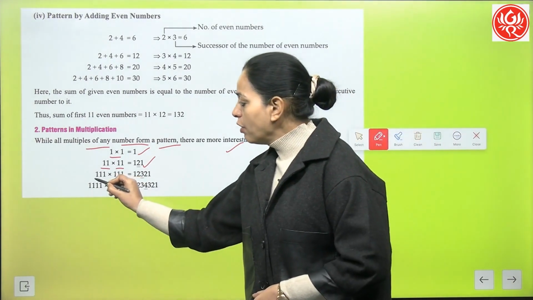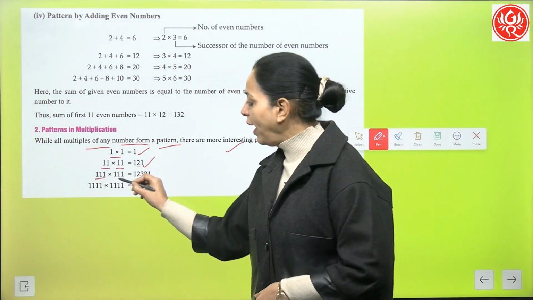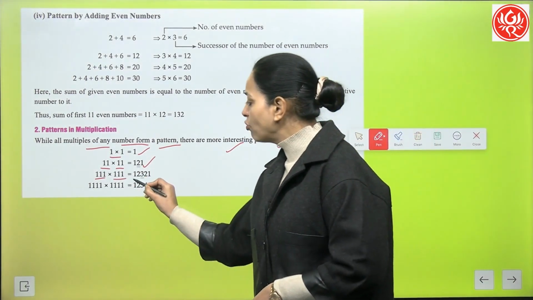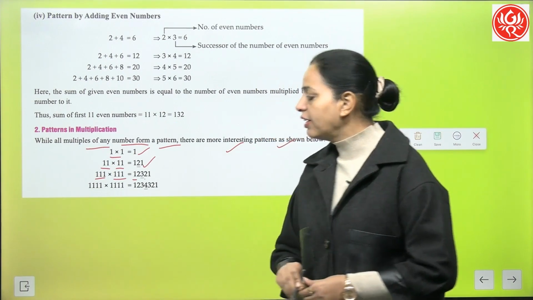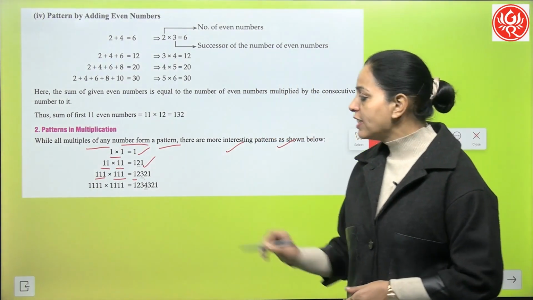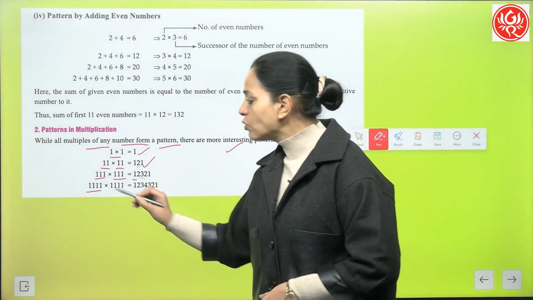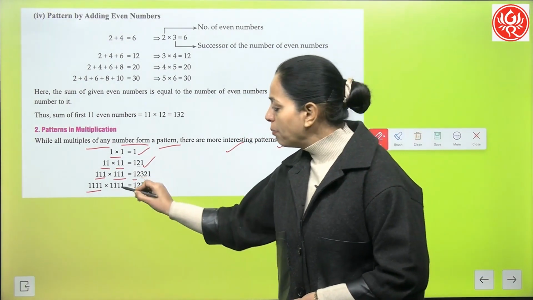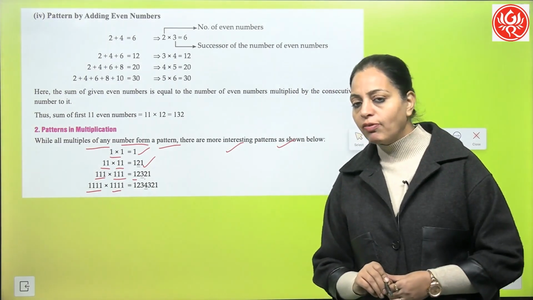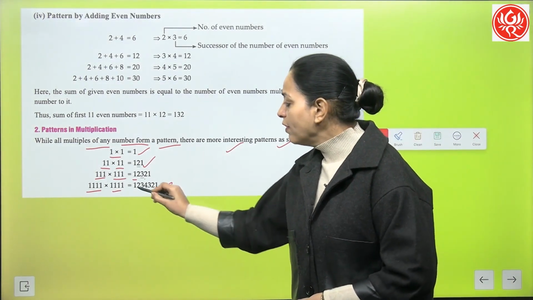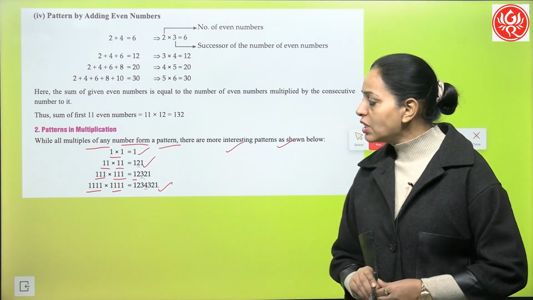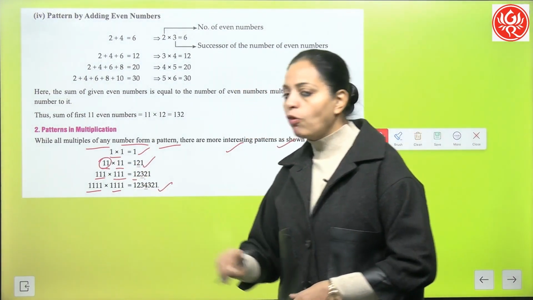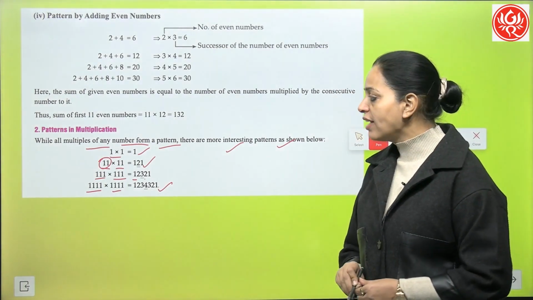Now we are taking 111 and 111. This is 12,321, right? Now we are taking 1,111, that is 4 times 1 multiplied by 4 times 1. So what are we getting? See over here, if we are taking 2 times 1, then what is the answer?